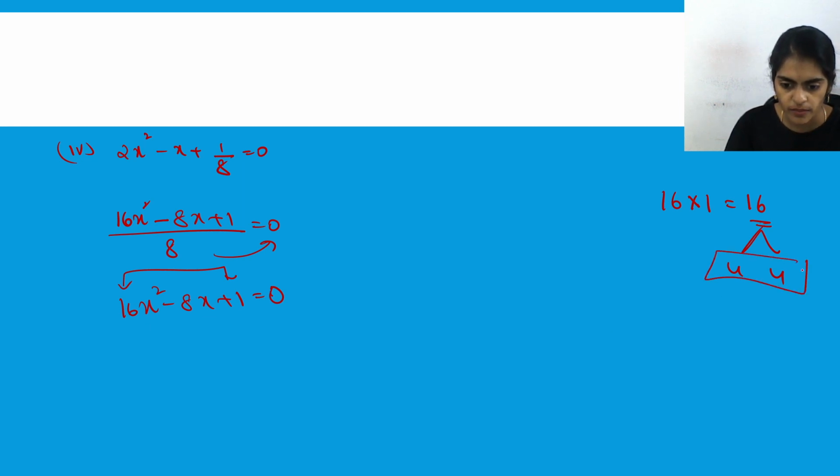See here, 4 plus 4 will give me 8. Middle term is 8, but I want minus 8. So can I take minus 4 plus minus 4? See, minus 4 plus minus 4 gives me minus 8. So I am getting my middle term.